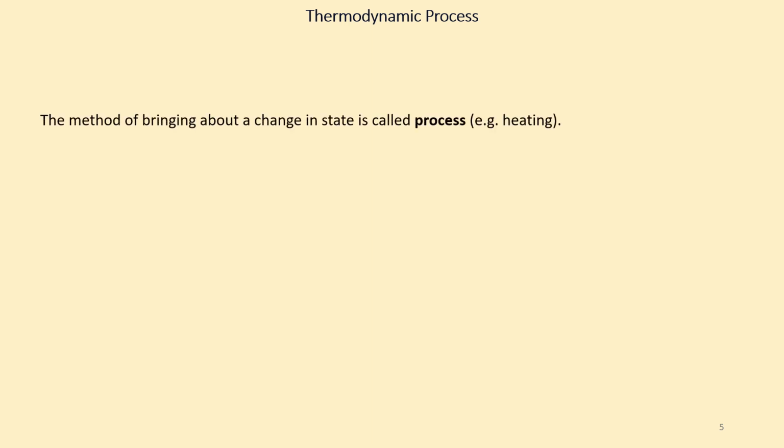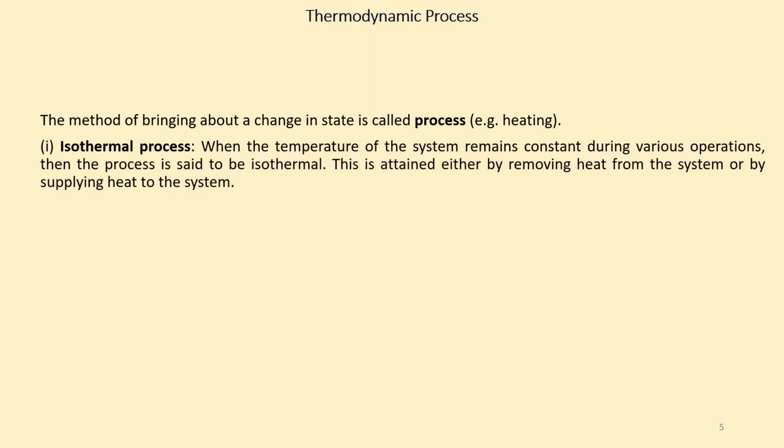Types of thermodynamic processes. If you want to raise the temperature of a system, we may do it by heating. This heating is called the process. The method of bringing about a change in state is called a process. Example is heating. We have different types of processes like isothermal process, adiabatic process, reversible and irreversible processes.